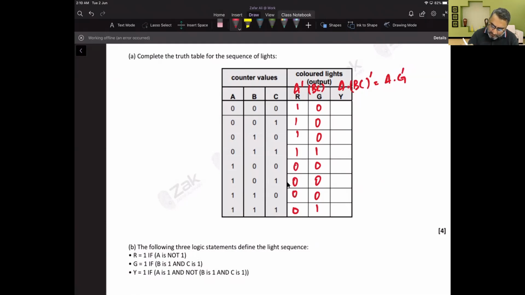So what is B and C naught? Let's first solve B and C whole naught. B and C is G. So 1, 1, 1, 0, 1, 1, 1, 0. So this B and C naught, when it is ANDed with A, the result would be Y. So 0, 0, 0, 0, 1, 1, 1, 0. That is very simple. So that is how you will be able to solve those.